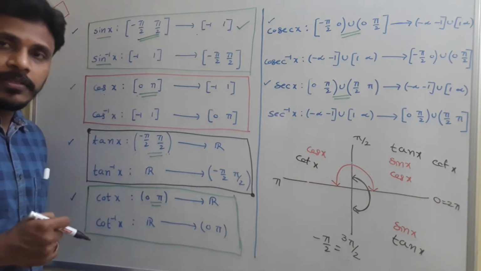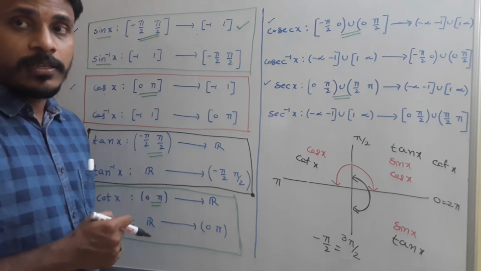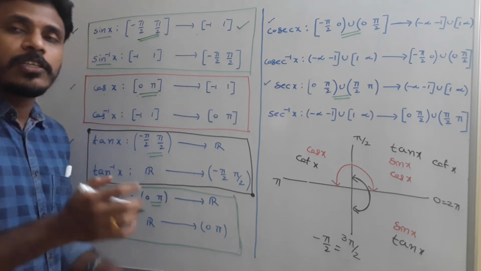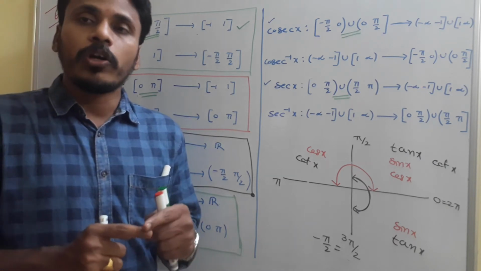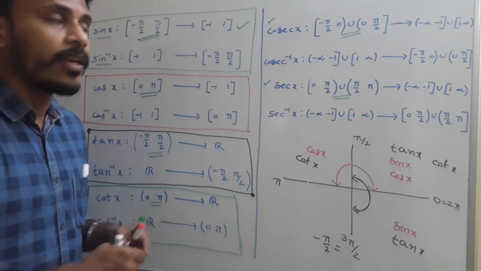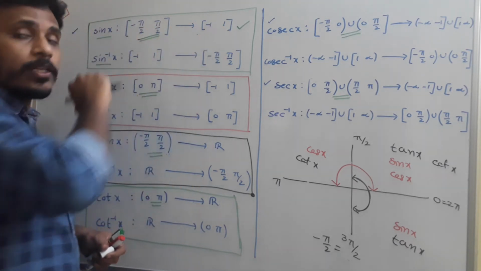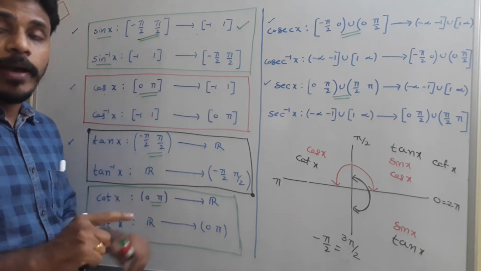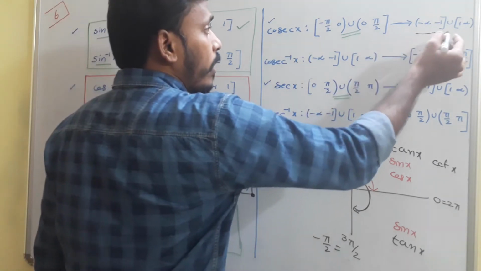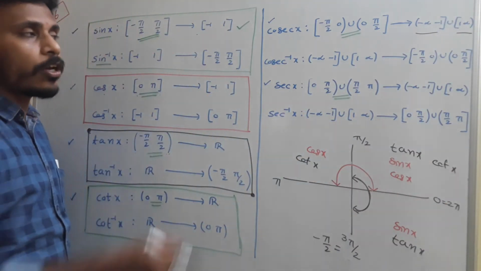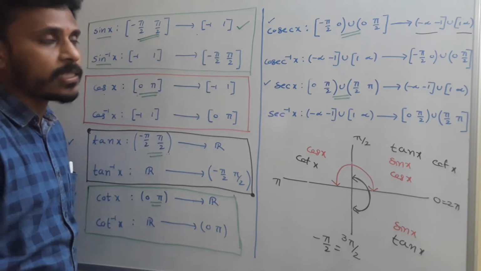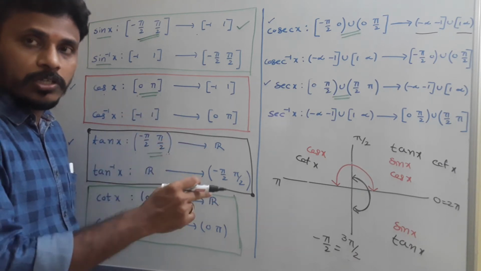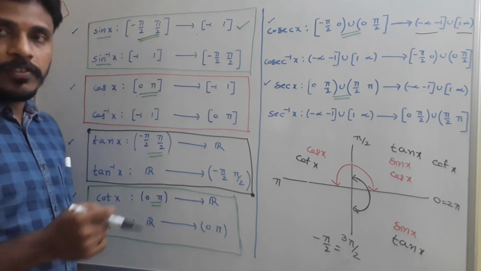Next, cosecant x. For cosecant x, the range of sin x is from minus 1 to 1, so the range of cosecant x does not lie between minus 1 and 1, because cosecant x is just the reciprocal of sin x. Since sin x values are always between minus 1 and 1, cosecant x values are always outside of minus 1 and 1, on either side. The left side of minus 1 as well as the right side of 1, which can be represented in interval notation as minus infinity to minus 1 union 1 to infinity, is the range for cosecant x, because it is the reciprocal of sin x, as we know.